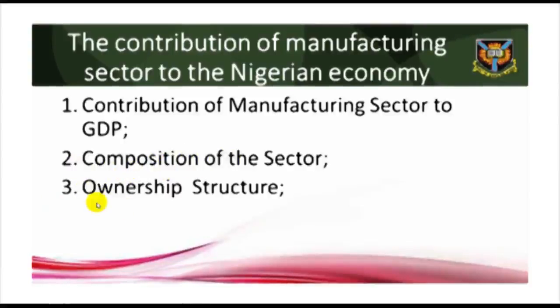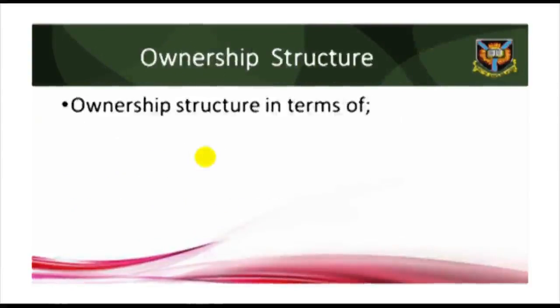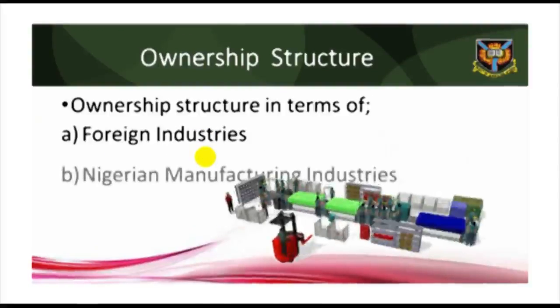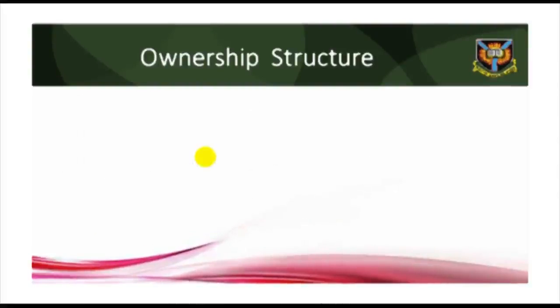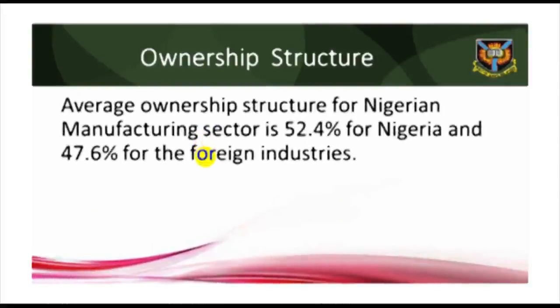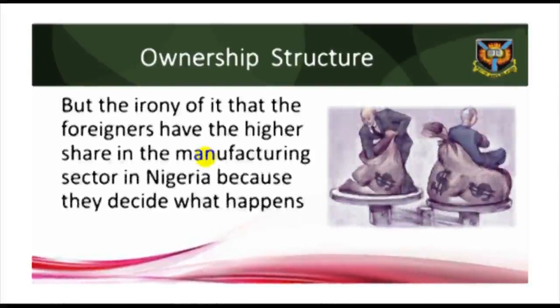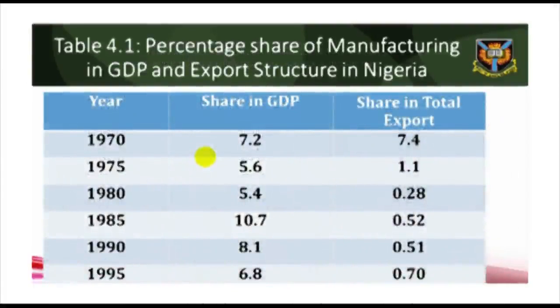Ownership structure. A. Foreign industries. B. Nigerian manufacturing industries. The average ownership structure of the Nigerian manufacturing sector is 52.4% for Nigeria and 47.6% for the foreign industries. But the irony of it is that the foreigners have the higher share in the manufacturing sector because they decide what happens.